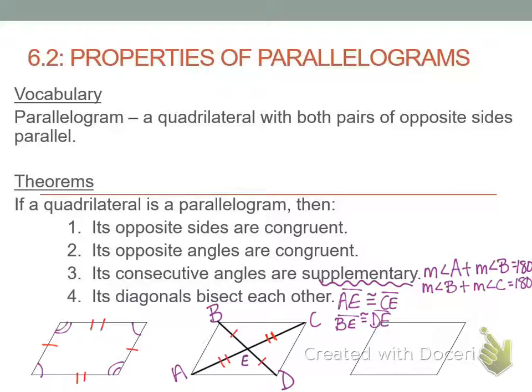Questions about any of these properties? Need more time with them? Okay, the nice part about this is that it makes the examples pretty easy, because pretty much you're either looking for things to be congruent to each other or you're looking for angles to add up to 180. Those are really the only options that we have.